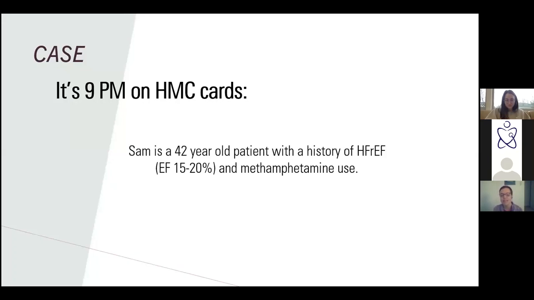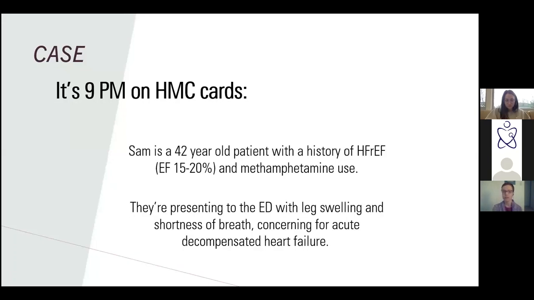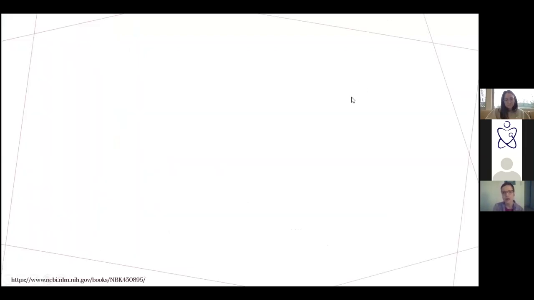And so you're meeting Sam. They're a 42-year-old patient. They have a history of HFrEF. Their EF is pretty low, 15 to 20%, and they have ongoing methamphetamine use. They're coming into the ED with leg swelling, shortness of breath. You're concerned about acute decompensated heart failure. This is an admission that they've had a lot of times before, and so this is a pretty typical constellation of symptoms for them when they come in.